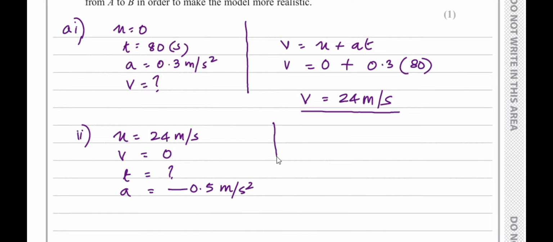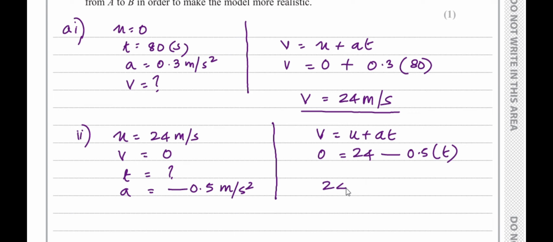So here again, we can use the same formula. v is equal to u plus at. Okay, v is 0, u is 24, minus a because it's negative 0.5, and time, we don't know the time. So we need to therefore write 24 is equal to 0.5t, which means t is equal to 24 divided by 0.5. So 24 divided by half is actually 24 multiplied by 2, so 48 seconds.